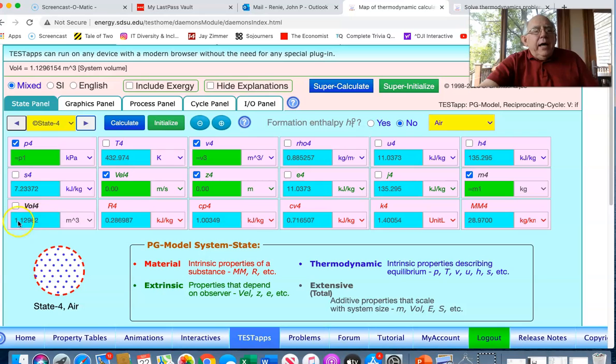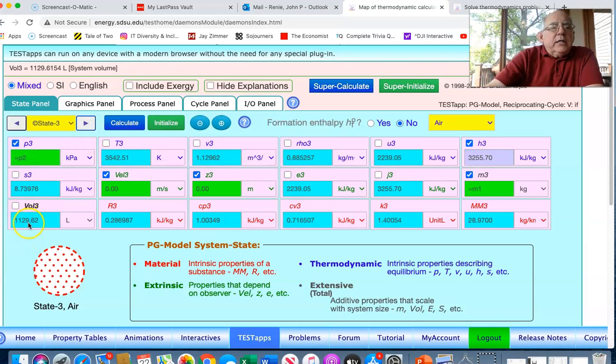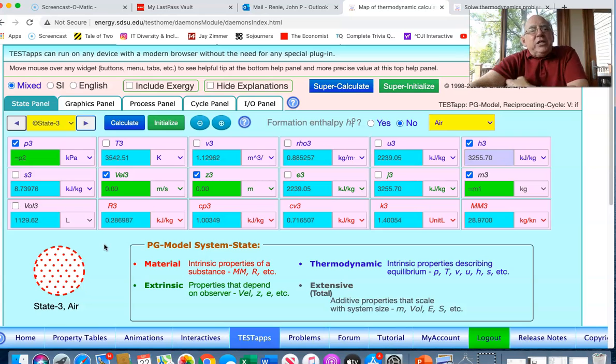We see because it's constant volume that the temperature has dropped to 432. And so as you can see here, the volume at state 4, put it in liters, is 1128 liters. If we went back, we see that 1128.29, this was the same volume between 3 and 4. Back in state 2, we saw that was 176. And so as the heat went in between 2 and 3, we see that the volume changed by a considerable amount during that heat addition work process.